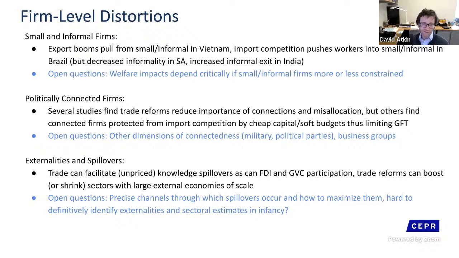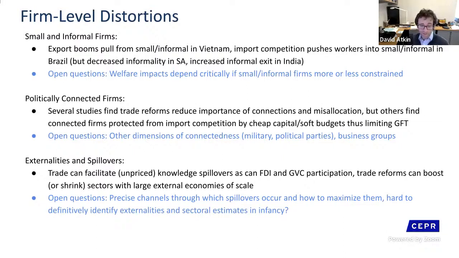trade reforms. But the flip side is when there are negative impacts due to greater import competition, these connected firms are often protected either because of cheap capital or soft budget constraints, and that limits the gains from trade by preventing the reallocation of resources that trade tries to bring about.